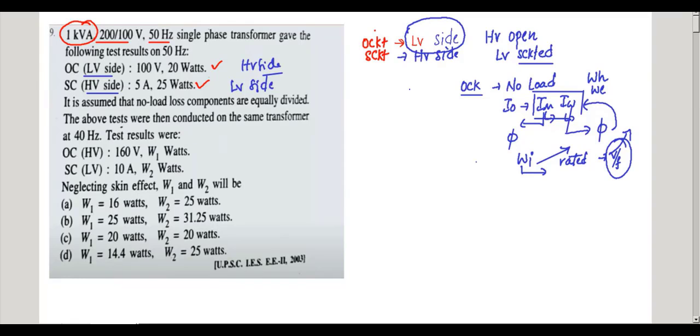I can place the meters on the HV side, such ammeter or voltmeter, and choose our meters range accordingly.